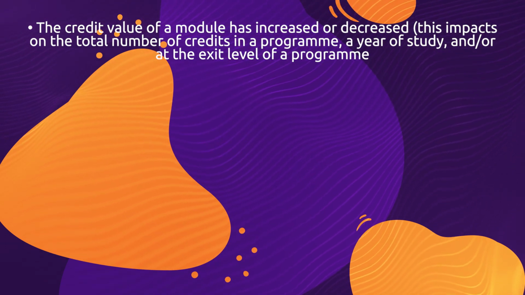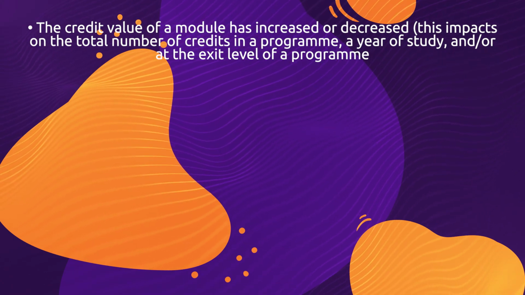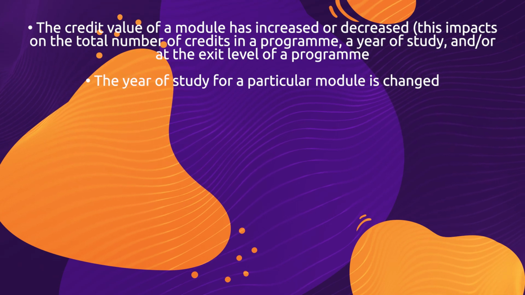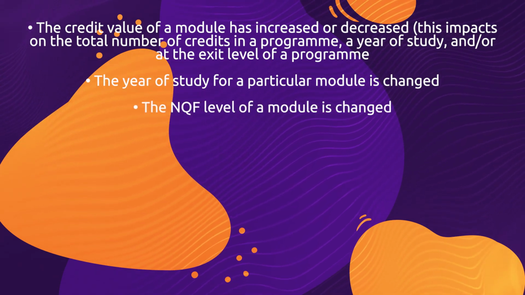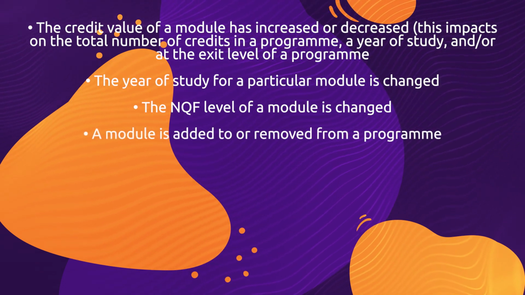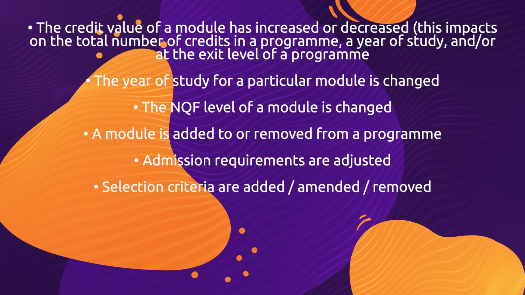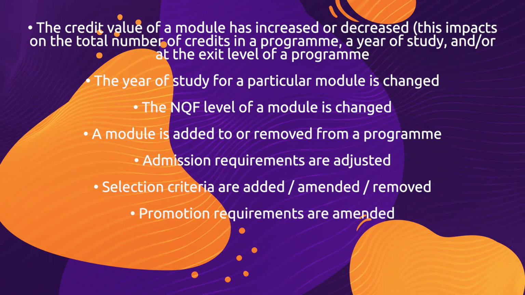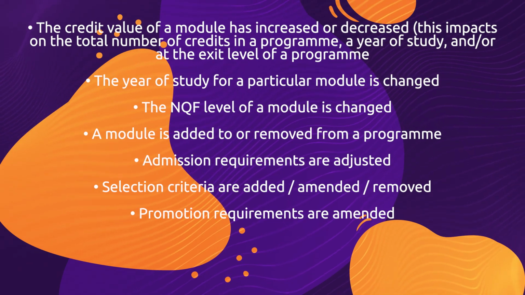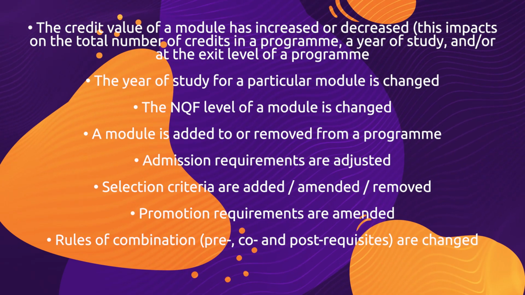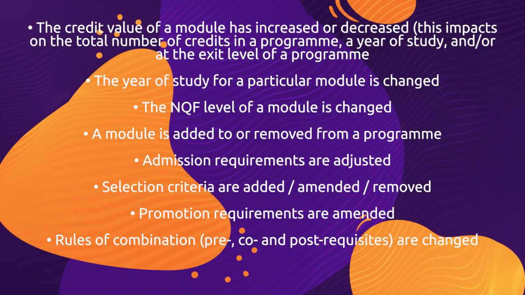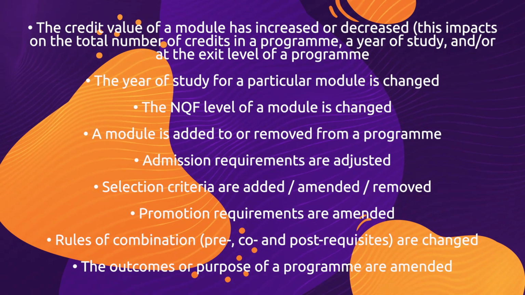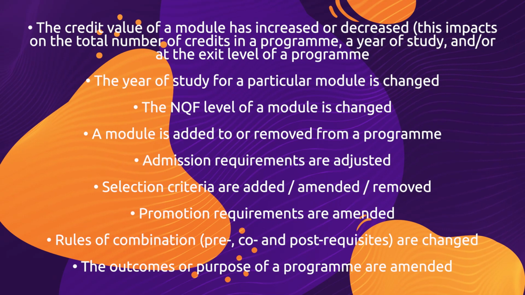It may impact on the total number of credits for a particular year of study, and it may impact on the credits that are at the exit level, all of which are concerns. When you change the year of study for a particular module, let's say you move a module from second to third year, if you change the NQF level of a module itself, if you add or remove a module from the curriculum, if you change admission requirements or selection criteria, or if you add new selection criteria, if you change the promotion requirements, for example, when a student is considered a second year moving to a third year and so on. And if you change the rules of combination, which, for example, are pre, co, and post requisites in a qualification. And finally, if you change the outcome or the purpose of a program or a module. Those are all instances of an amendment that goes to CENEX.